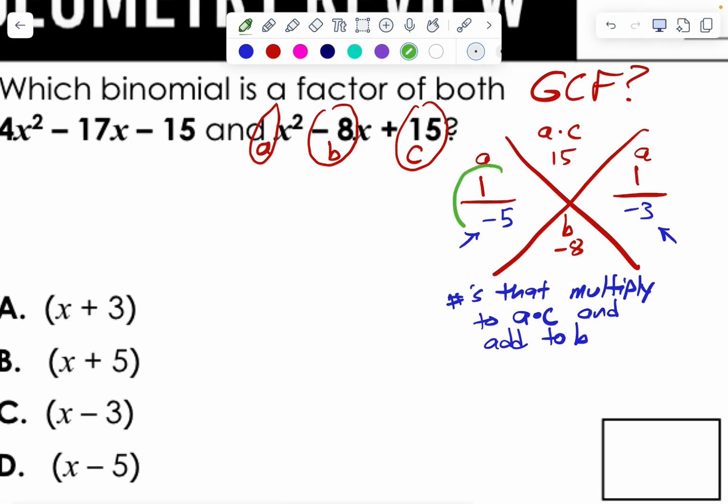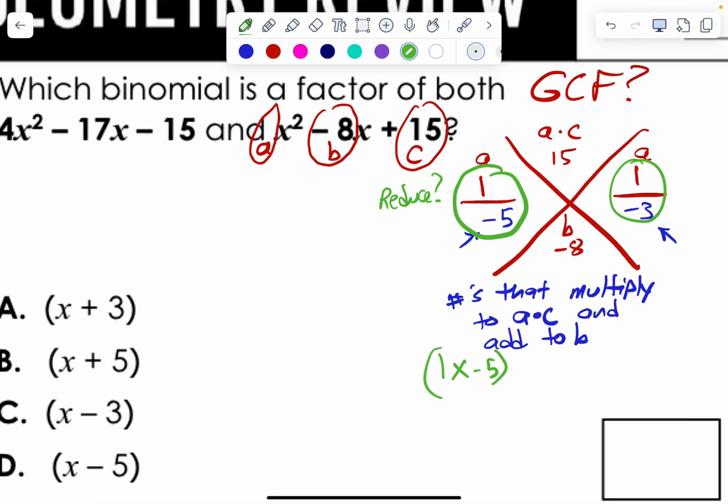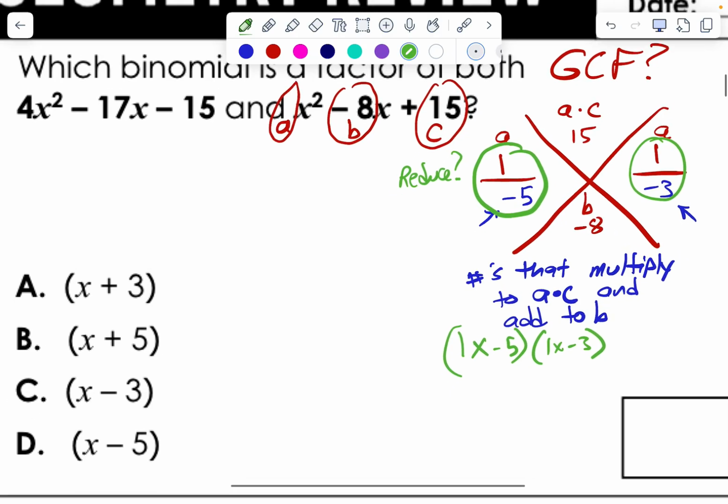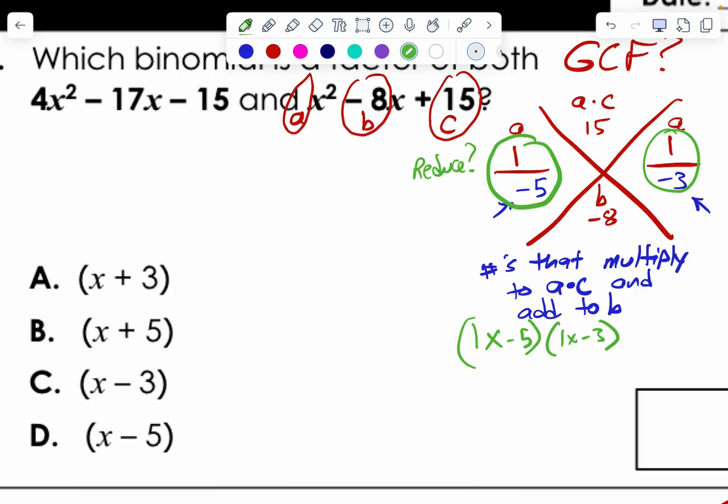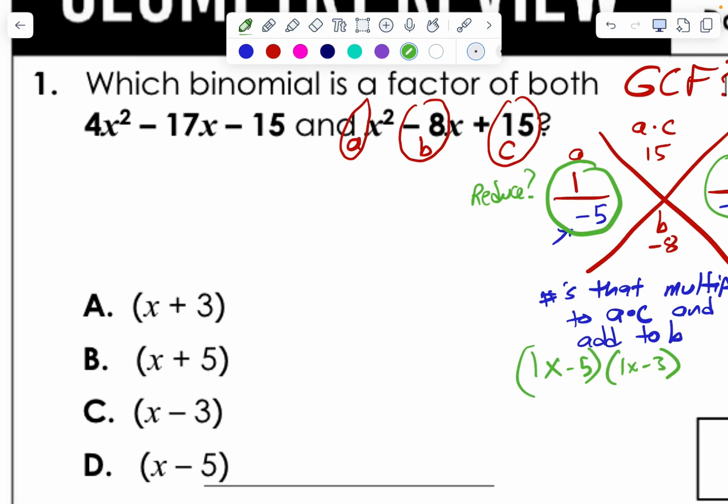Okay, and then we want to check if these can be reduced. Well, they already are, so there's nothing there to do. And then the top number goes with x. So this is 1x minus 5 from the left one, and from the right one, it's 1x minus 3. So that is the factored form of that. This is called a quadratic trinomial, and it's factored form. Okay, so I see both of these in our list. So now we need to go factor the other one and see what matches there.